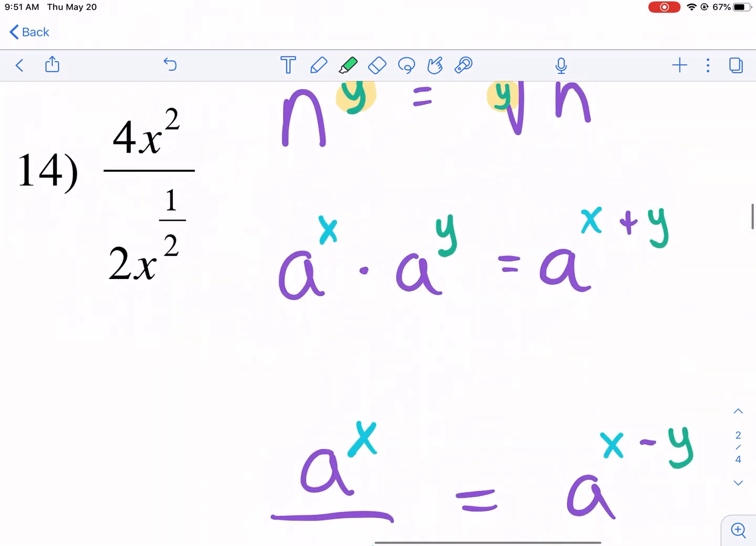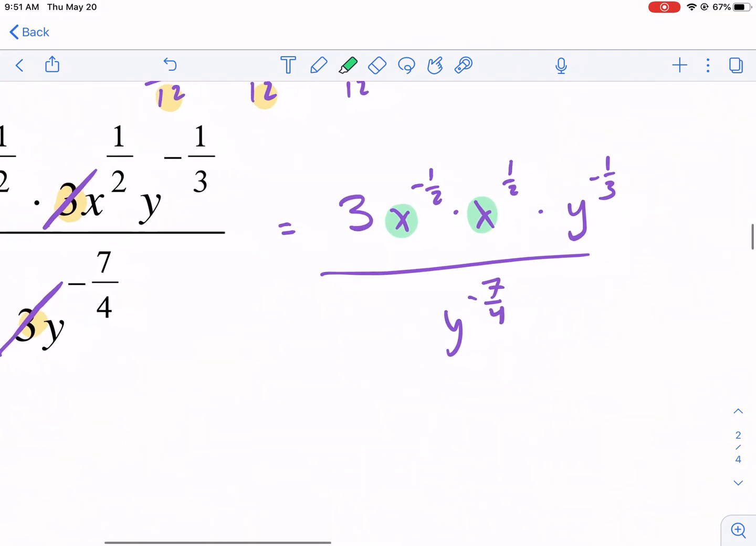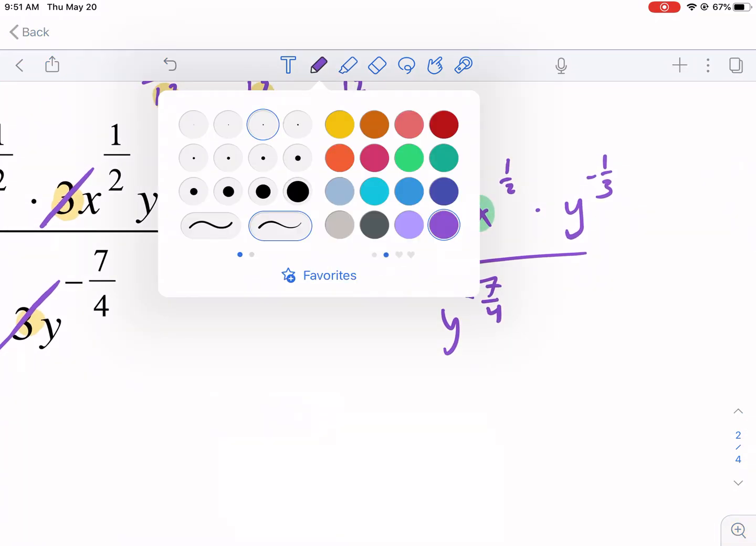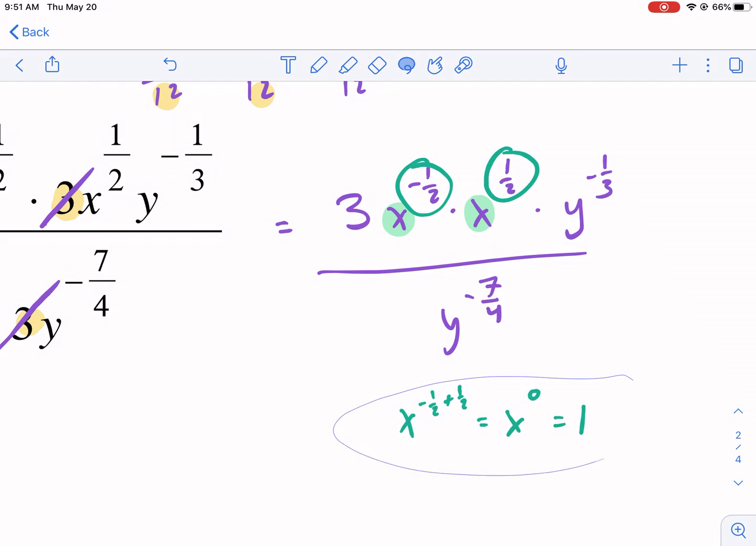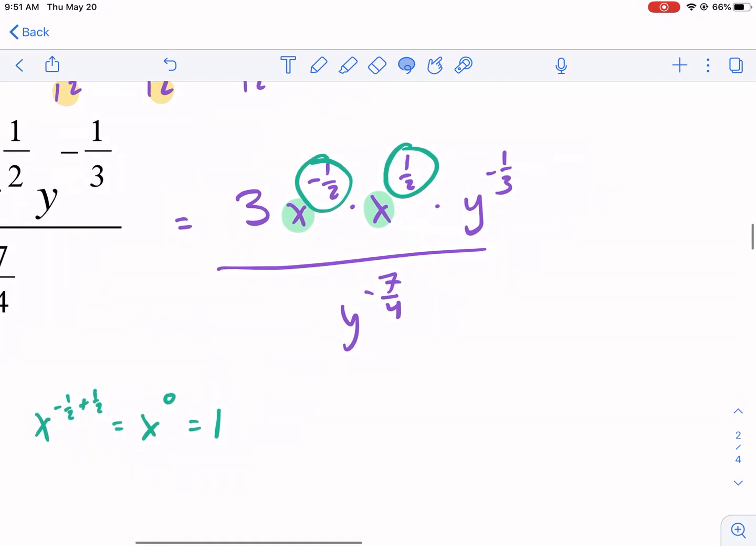If you have bases multiplying, you add the exponents together. What happens when we add x to the negative 1/2 plus 1/2? Well, that's equal to x to the 0. That's equal to 1. Okay, so that's my little side note here. So we're going to say this is equal to 3, and then times 1.